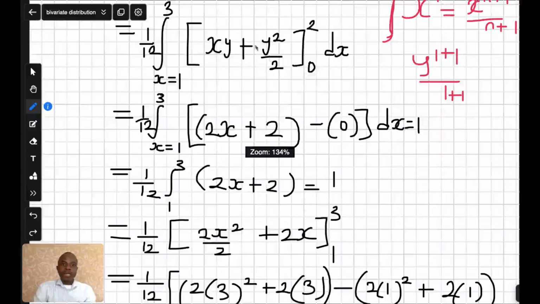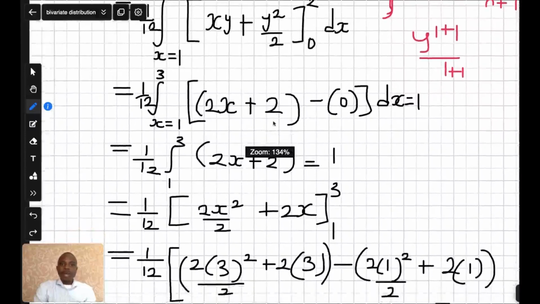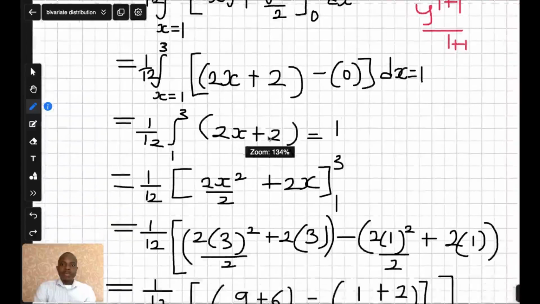In the second case, whatever you substitute will give you 0. You put 0 in place of y, you get 0. 0 times x is 0. 0 raised to the power of 2 divided by 2 is still 0. So 0 plus 0 is still 0. That's why we have what we have here. Now we go on to finish that, and then we get 2x plus 2.